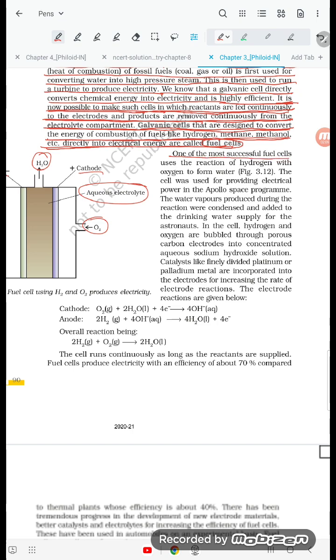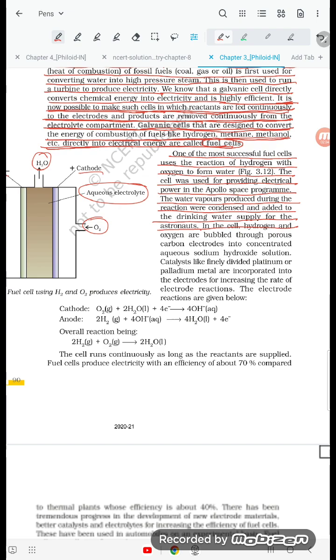One of the most successful fuel cells uses the reaction of hydrogen with oxygen to form water. The cell was used for providing electrical power in the Apollo space program. The water vapor produced during the reaction was condensed and added to the drinking water supply for the astronauts.